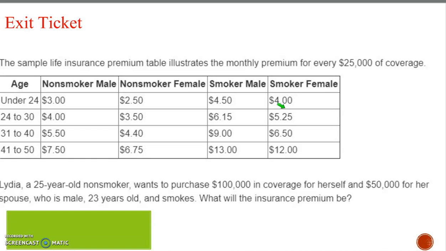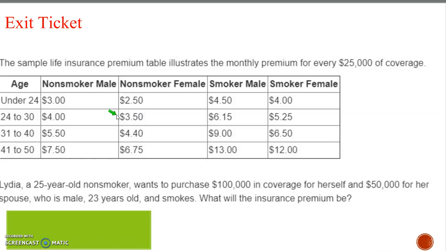Okay, if you are coming to the live lesson, this will be the exit ticket, but I want all of you guys to try this at home, put it on pause and come back and check your answer. Lydia, a 25-year-old non-smoker female. She wants to purchase $100,000 in coverage for herself and $50,000 for her spouse, who is male and 23 years old.